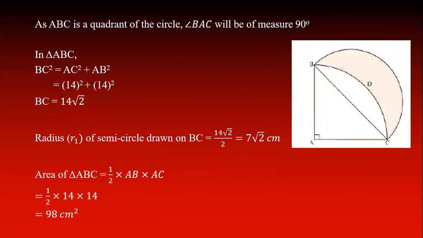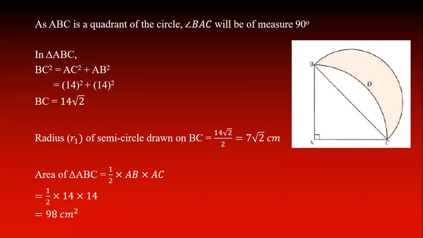Now for a quadrant, angle is going to be 90°, and in triangle ABC, angle A is 90°. Therefore, it's a right angle triangle. We can use Pythagoras theorem. So by Pythagoras theorem, BC square is equal to AC square plus AB square. So when we solve it, we get BC to be 14 root 2. Radius R1 of the semicircle is 14 root 2 by 2, which is 7 root 2 centimeter.